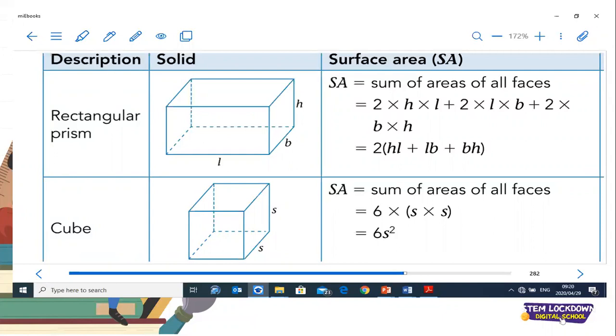So if we say to you, calculate the surface area of the cube, then it means you are going to calculate the area of each and every face. But in this case, we just do one. It's enough to do one face, the area of one face, and then you multiply it by 6. And this happens only in a cube. Whereas in a rectangular prism, you can simply calculate the area of each and every face there.